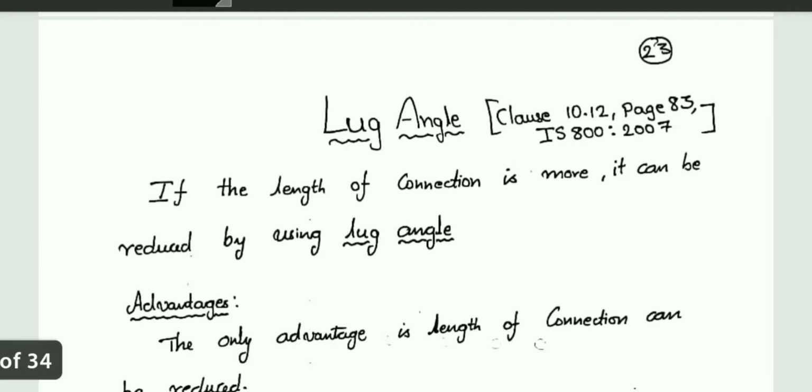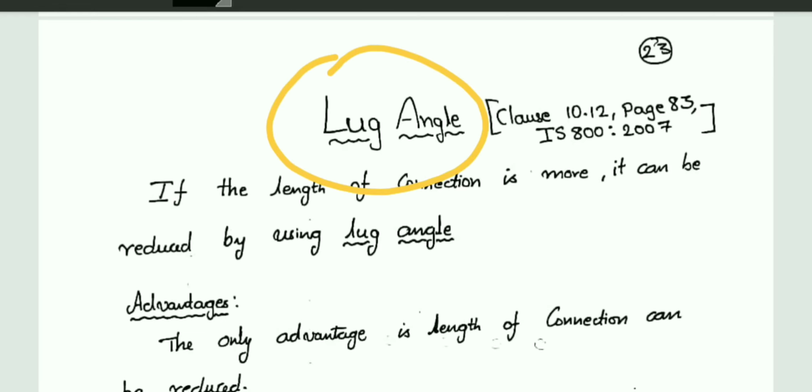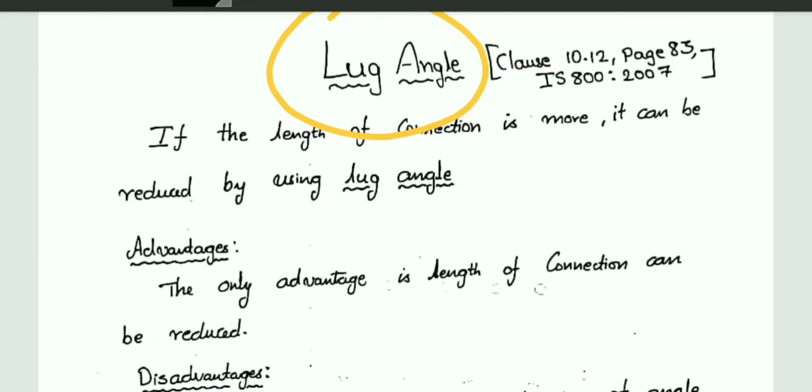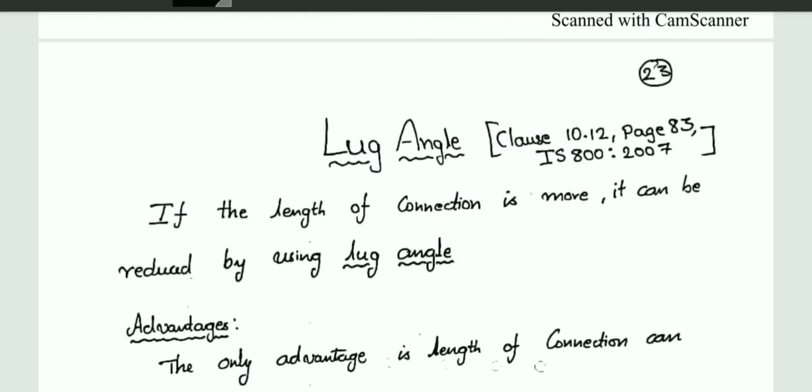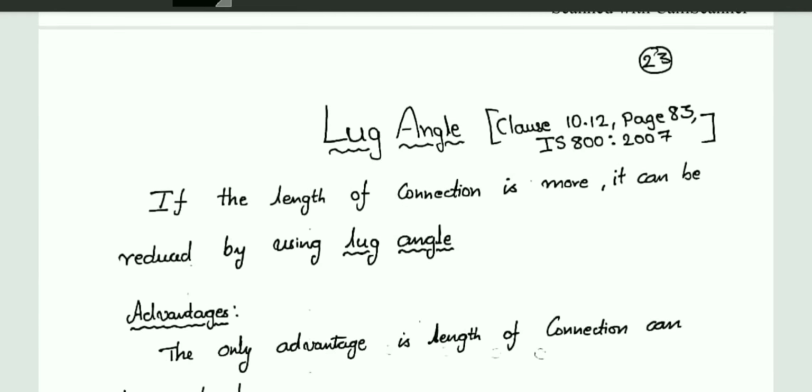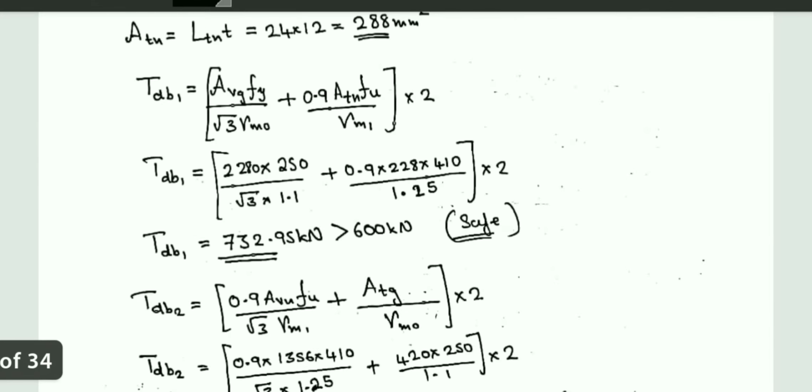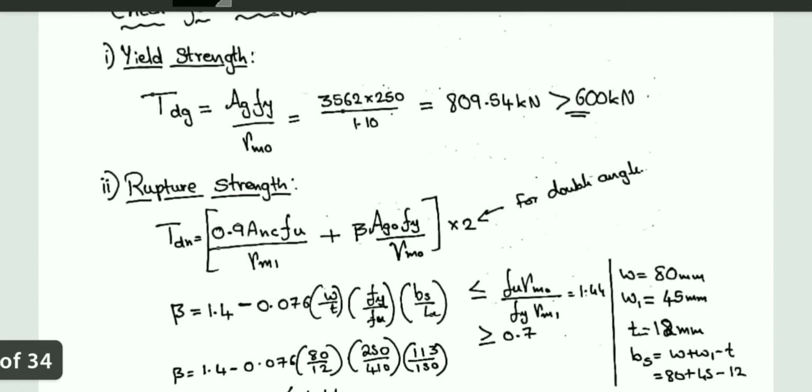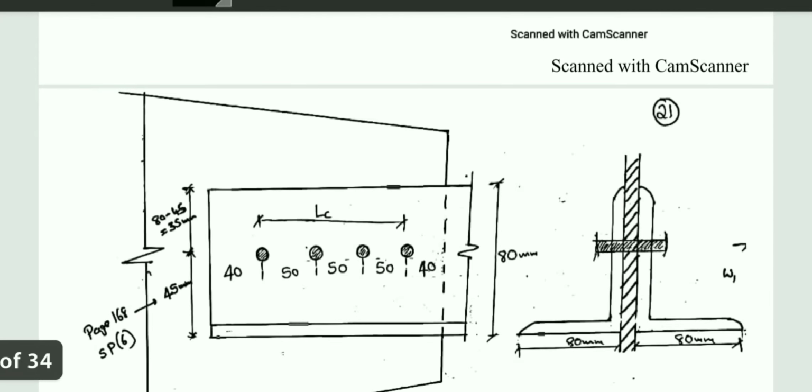Next, what is a lug angle? The next topic is the lug angle. A lug angle is used when sometimes the length of a connection is long. I'll show it in this figure itself. Just see here in this connection.